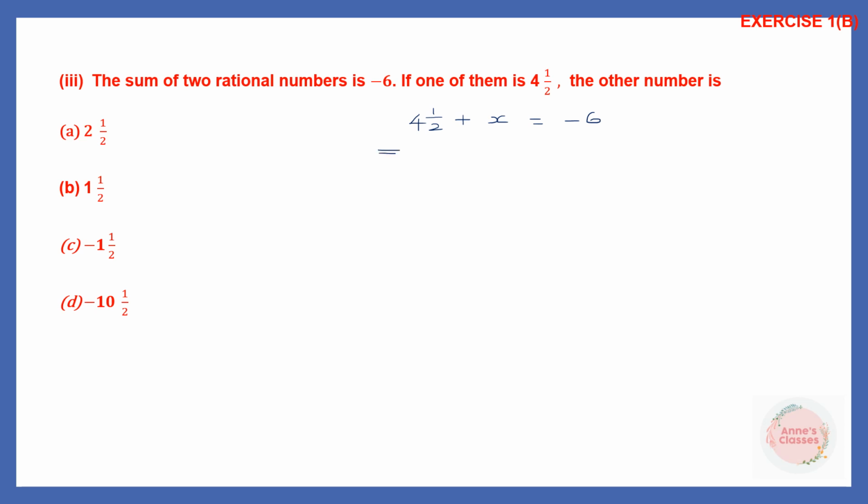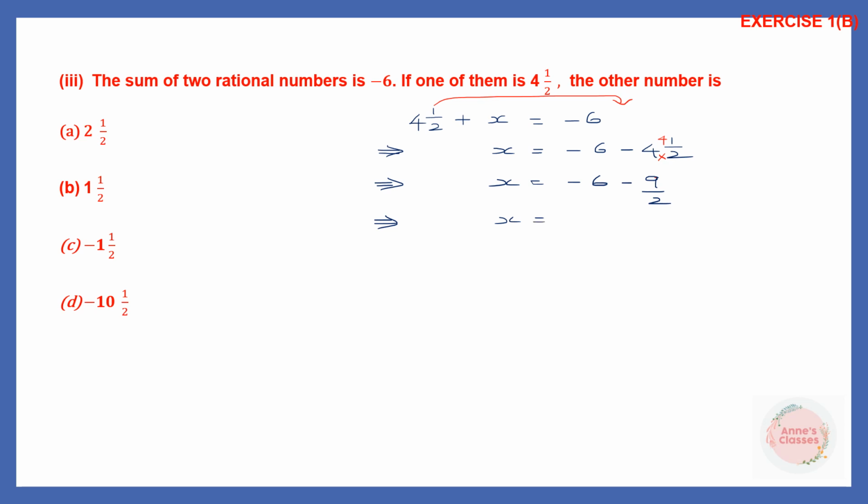So now I must solve for x to find the other number. So on the right hand side, we'll leave minus 6 as it is. Now we are going to move this to the other side. So it becomes minus 4 1 by 2. So let's solve that. X is equal to minus 6 minus, let's convert, 2 4s are 8 plus 1 is 9. So that becomes 9 by 2. 9 by 2. Now continue.